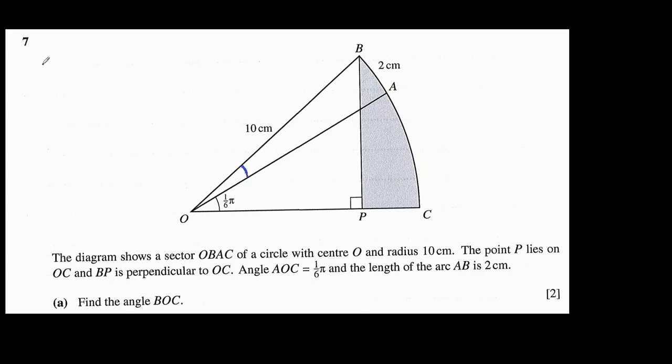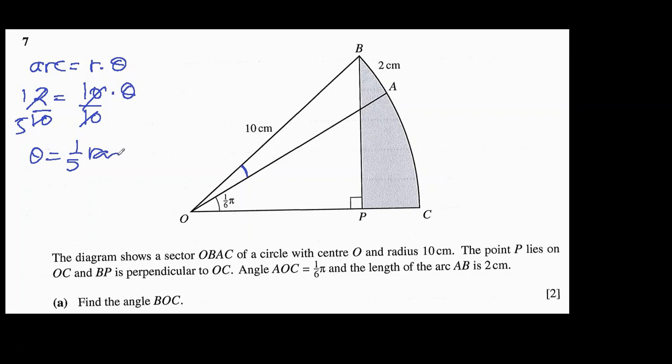So we know that arc is equal to r multiplied with the angle it is subtending at center. So arc is 2 centimeter for this angle. So 2 equal to radius 10 centimeter times theta, which we have to find out. So divide both sides by 10, and this becomes 1 over 5. Theta is 1 over 5 radians. Okay, but they were asking angle BOC, which will be 1 over 6 pi plus 1 over 5. Total is this angle.